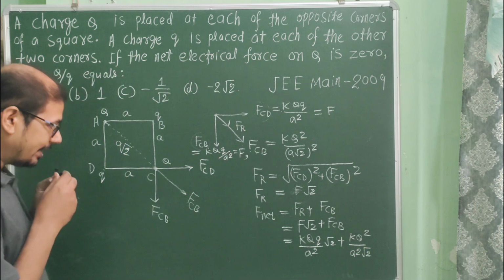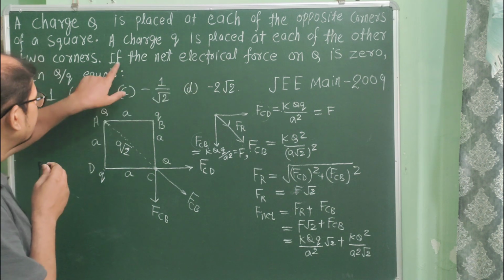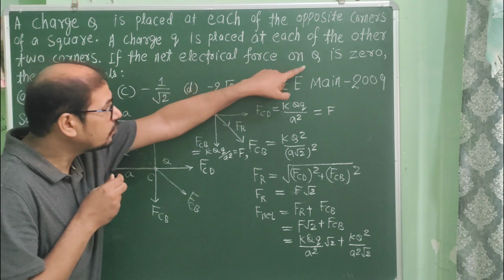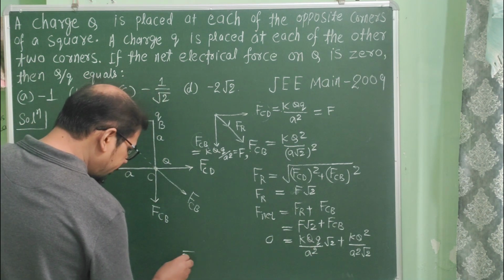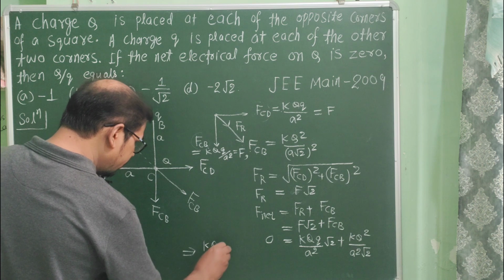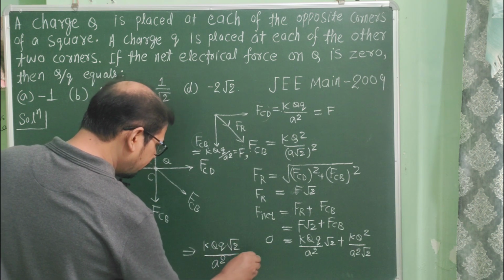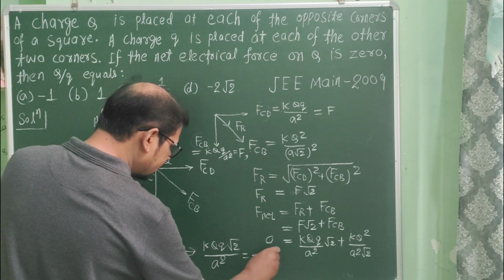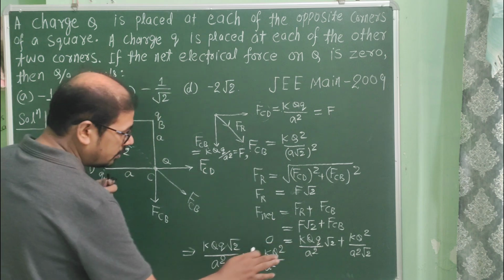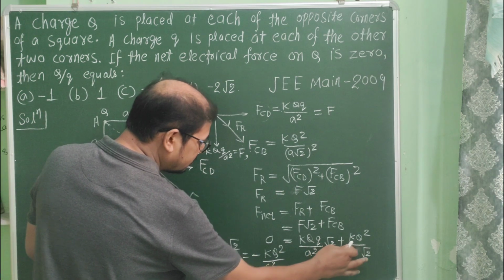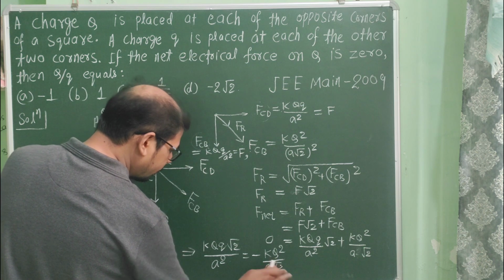Now, F net means the total force on Q. Total force on Q, according to the question, if the net electric force on Q is 0, this is 0. Now we can solve. K Q q root 2 divided by a square equals minus K q square divided by a square. This is a square, sorry. This is a root 2. See, a root 2.